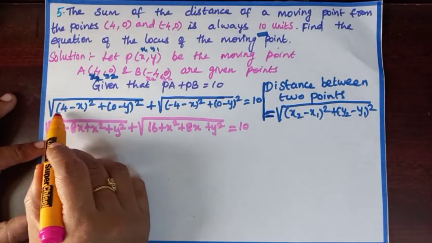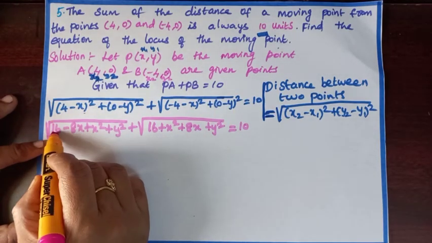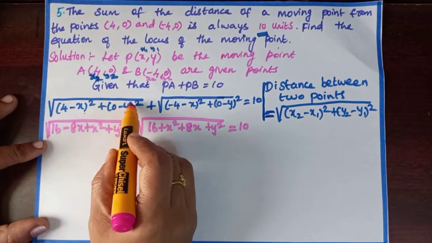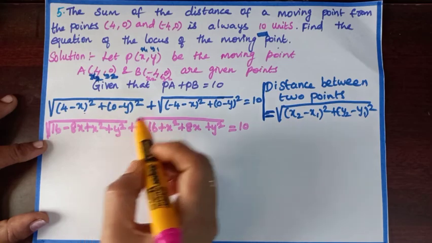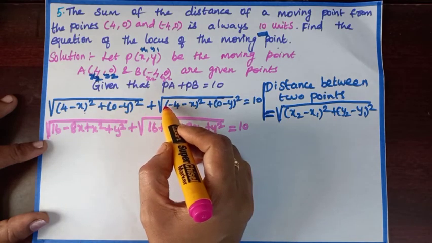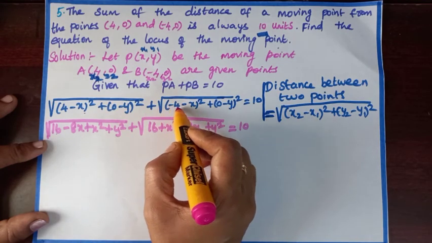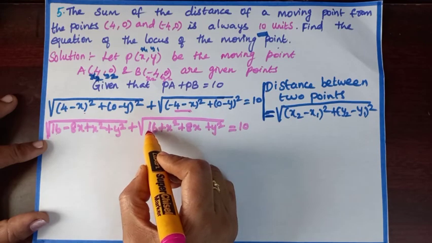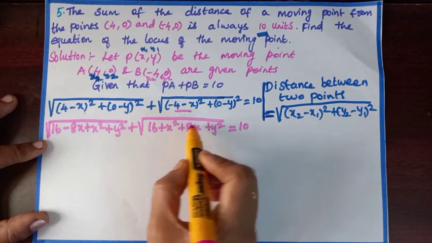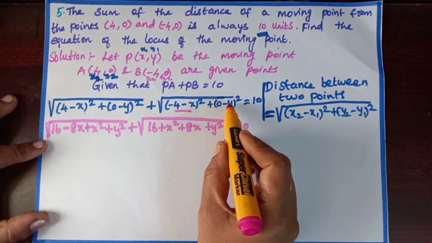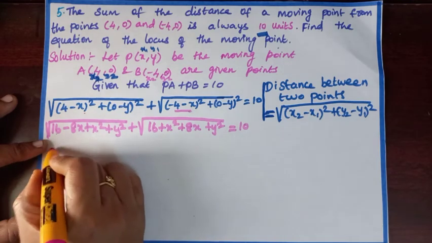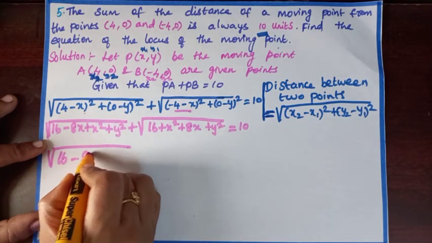By using the identity, we are going to expand this. 16 minus 8x plus x square, and (0 minus y) the whole square is y square. Plus, for the second term, minus the whole square will become plus, so we use the identity (a plus b) the whole square. Then we get 16 plus x square plus 8x, plus y square, equal to 10.